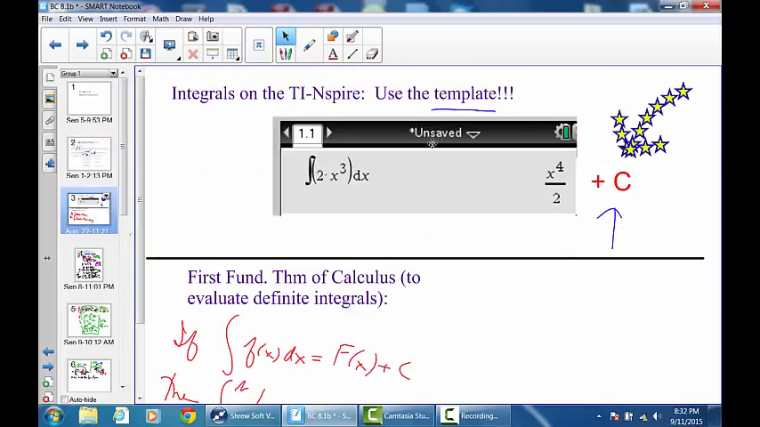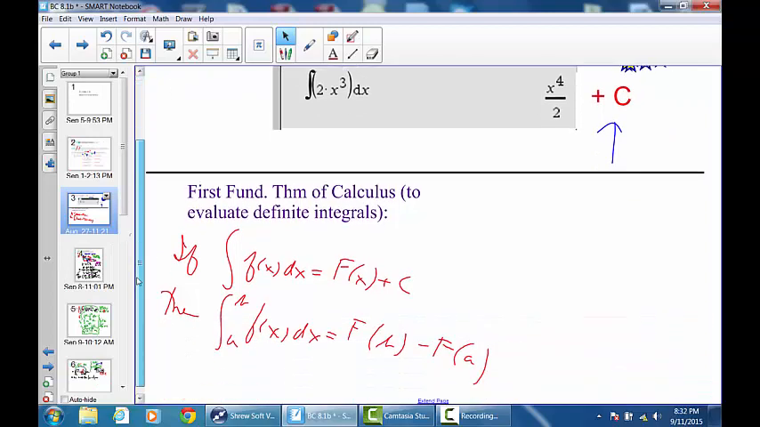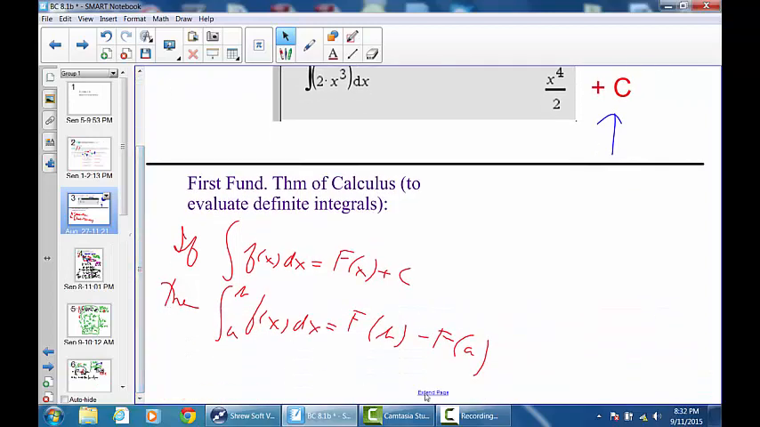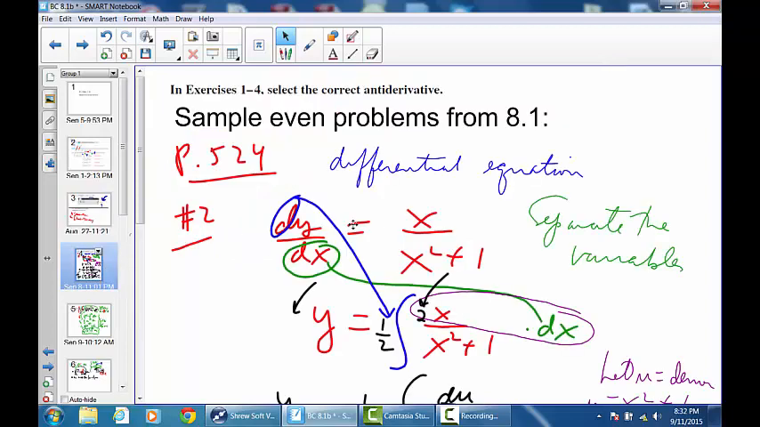Just a reminder on your calculator, if you want to try some of the evens in the book and you want to know what the answers are, you use the template to do the integral. This is an indefinite integral. Keep in mind the calculator will not give you the plus c. Also, as a reminder of the first fundamental theorem of calculus, when evaluating definite integrals, you integrate and then you plug in the top number, plug in the bottom number, and subtract.